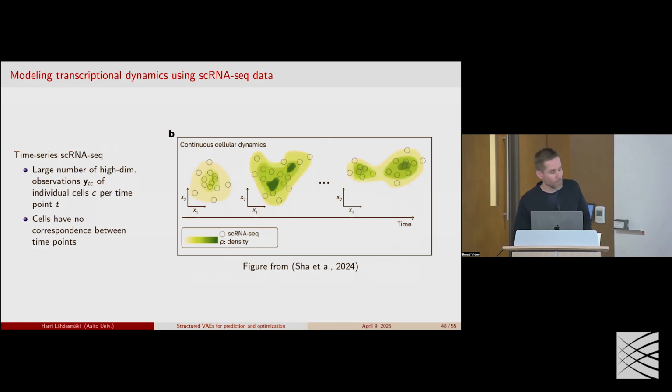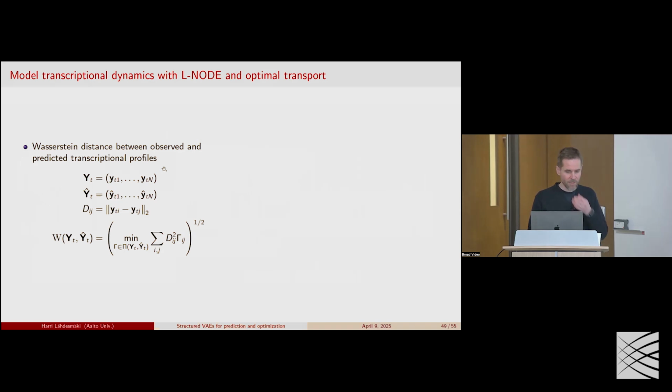Okay, and now moving back to molecular biology examples. So the same kind of setting that I already explained. So modeling now transcriptional dynamics using single-cell RNA sequencing. The setup is exactly the same that you are very well familiar with. So high-dimensional observations, y_tc, of the individual cells at individual time points, and each cell is measured only once. So we can't really use the models directly, as I explained, but again, the earth mover's distance-based measures to connect the predictions with the data are really useful.